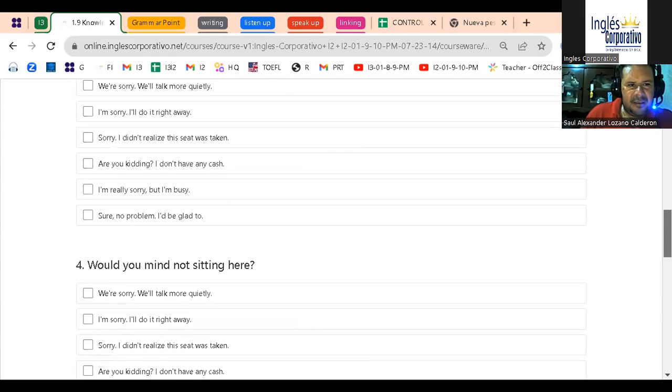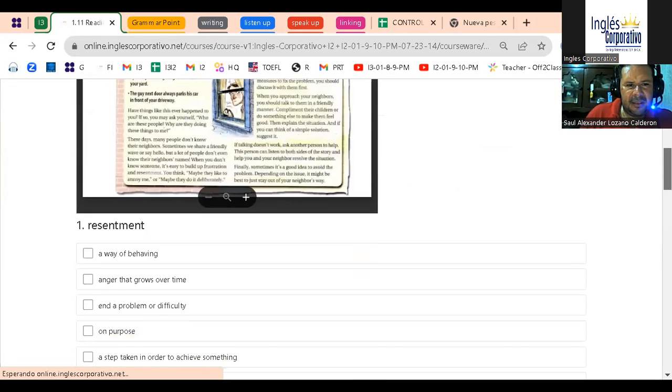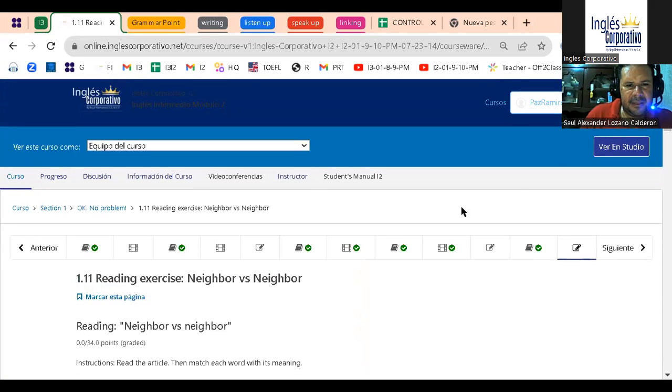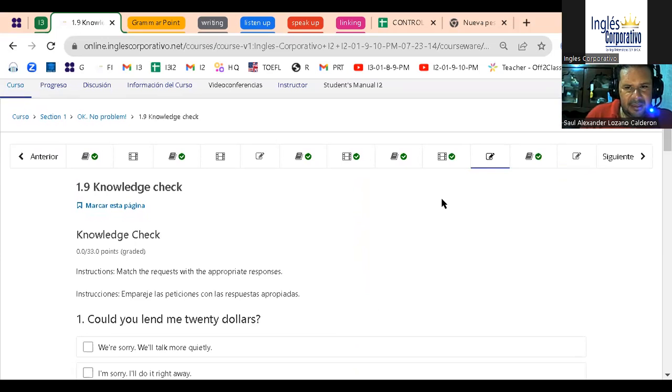Got it. Okay, so at the end, let me see, lesson one, objective, readings, neighbor. But you can work with this activity, 1.9. And there you have a rating. But we're going to do the reading next class, I guess. Okay, acá vamos, en esta parte vamos.